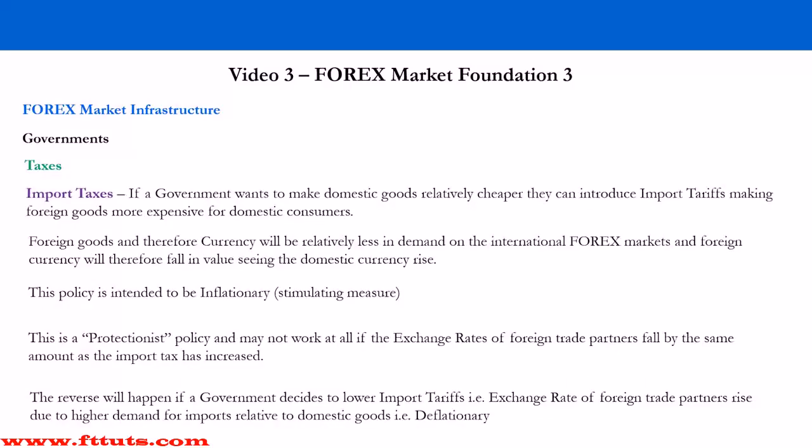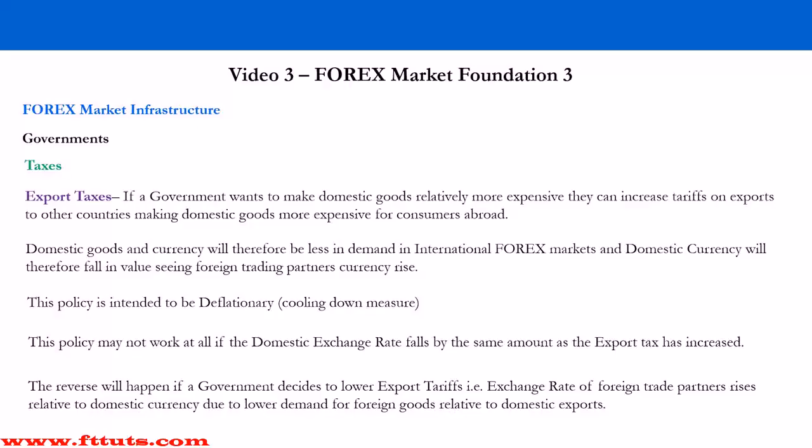Now, when you look at these two situations, if the exchange rate just adjusts in both situations, then it wipes out the tariff. So, for example, let's assume on the import example that a government puts a 20% import tariff on foreign goods, and they do that on all foreign goods right across the board. Well, the policy might not work at all, because if the exchange rates of the foreign trade partners fall by the same amount as the import tax has increased, then it just means the net effect is the goods cost the same as before. So imports will probably stay the same.